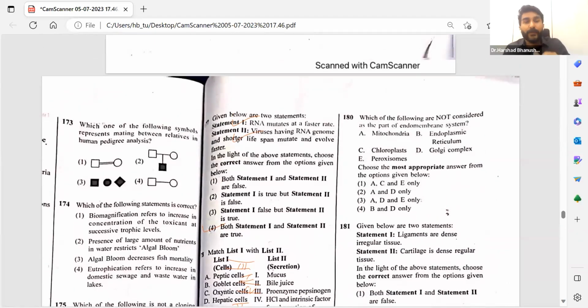Which of them is not a part of endomembrane system? It's a very common question. Endoplasmic reticulum, Golgi complex, and vacuoles are a part of endomembrane system. A, C, E are not.